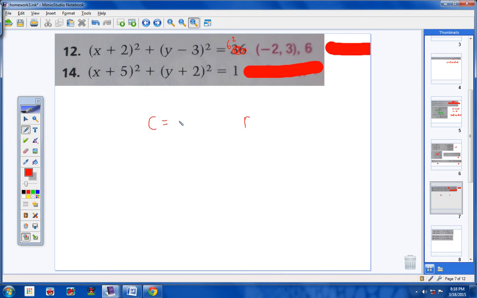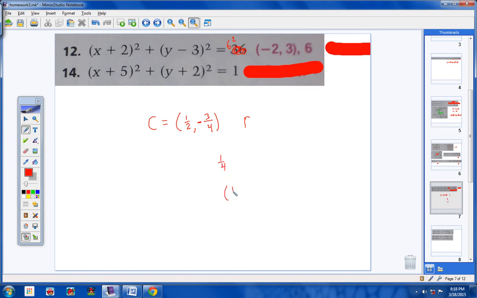So the center for number 13 would be +1/2. Change the sign of the -1/2, +3/4, okay? So +1/2, and that should be a -3/4. Now for the radius, we have the right side is 1/4, okay? How can I write that as a power of 2?